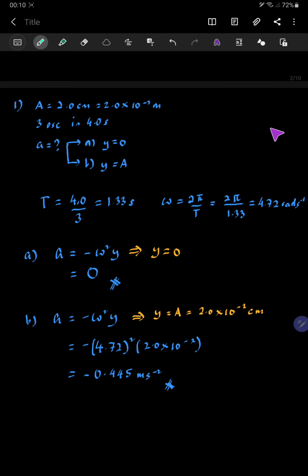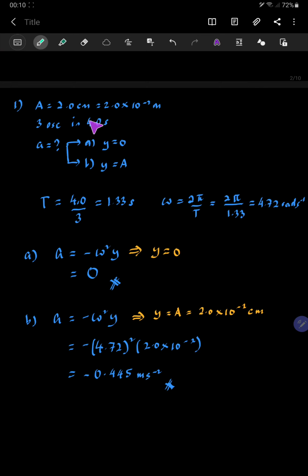Okay, next, question number 1, which is under structured question. A mass hanging from one end of a vertical spring performs vertical simple harmonic motion of amplitude 2 centimeter. There are 3 complete oscillations in 4 seconds. What is the acceleration of the mass at the equilibrium position, which is y equal to 0, and at the position of maximum displacement, which is the amplitude?